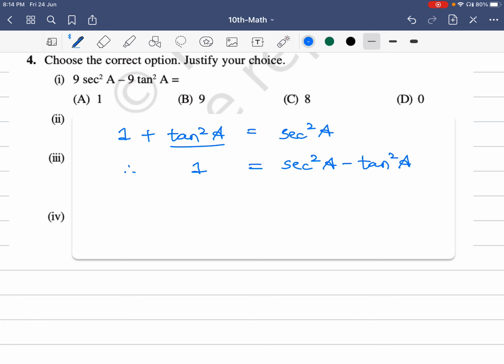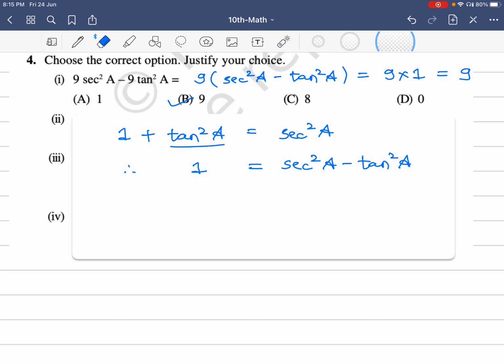So this can be written as 9 common, so sec square a minus tan square a. Okay, and now we have from this identity sec square a minus tan square a is equal to 1. So if I substitute this here, this is going to be 9 into 1, which is going to be equal to 9. So thus, if you solve this first algebraic expression, your value is going to be 9. So option B is the right answer. I'm going to tick mark it.